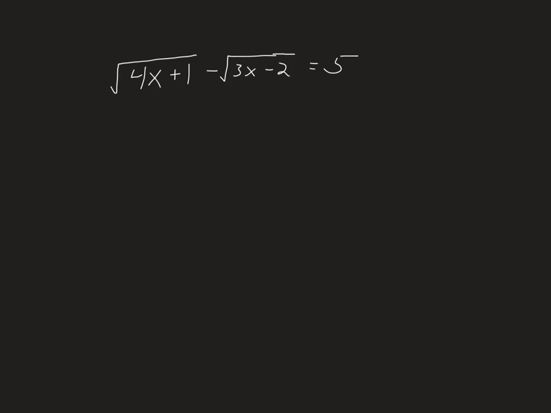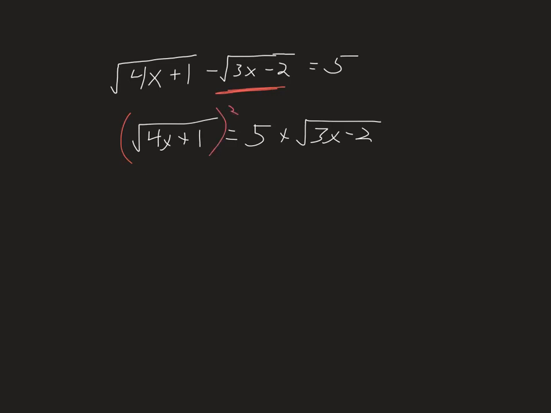So instead of doing it that way, my advice would be to add this expression over to the other side, so that we have 4x plus 1 equals 5 plus rad 3x minus 2. Now we can square both sides. This is not a perfect solution to the problem, since when I FOIL this out, I'm still going to have a radical expression in it. But in my opinion, this would be the best way to do it.